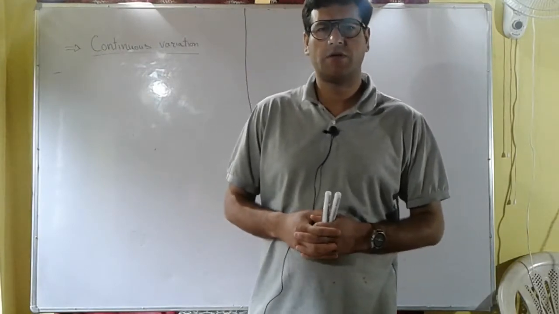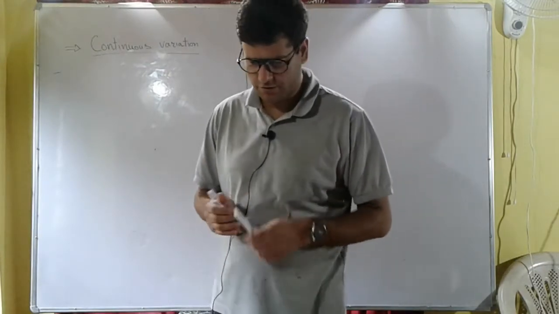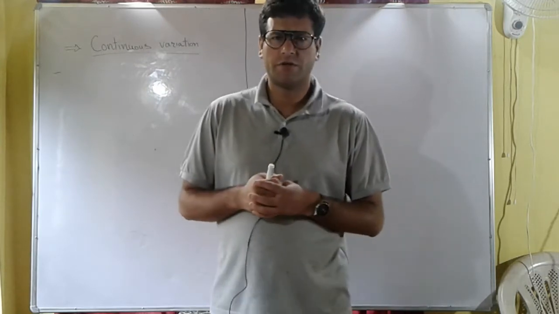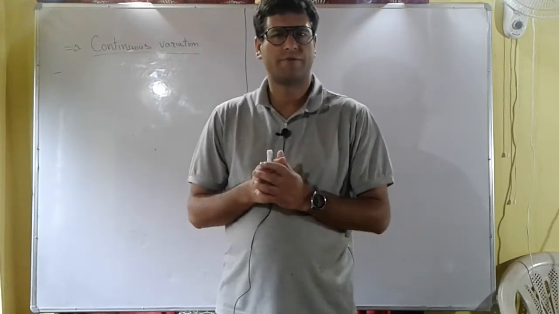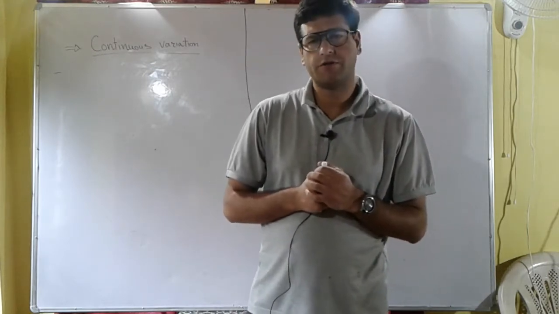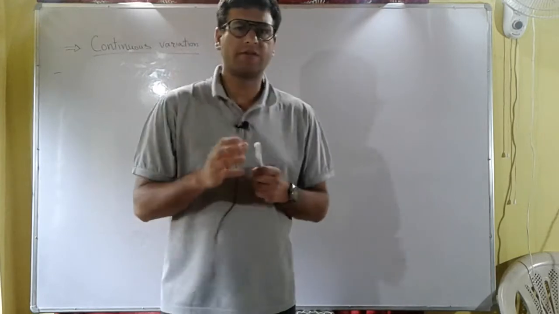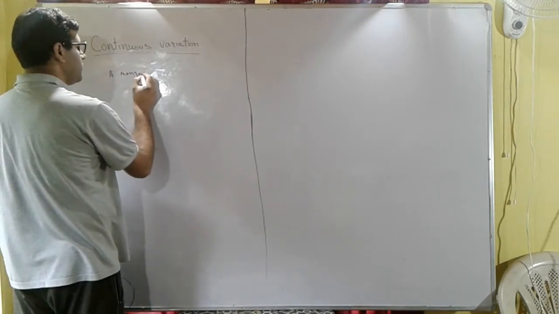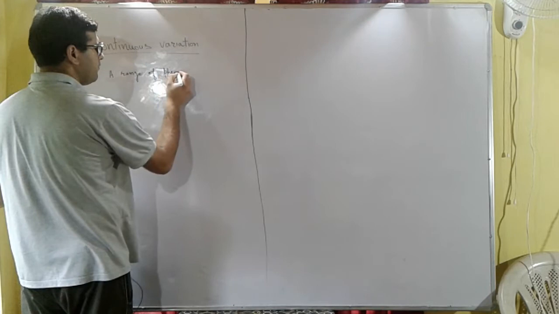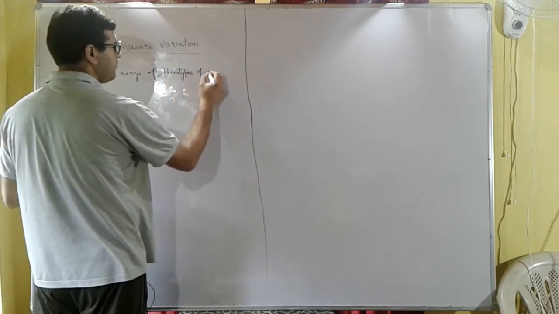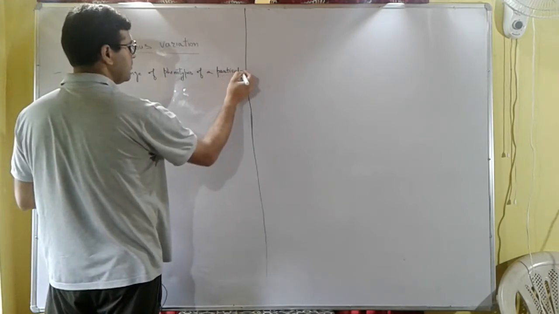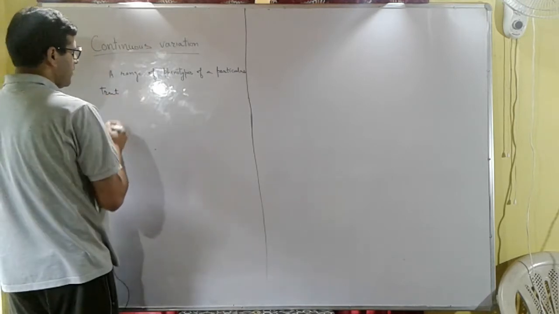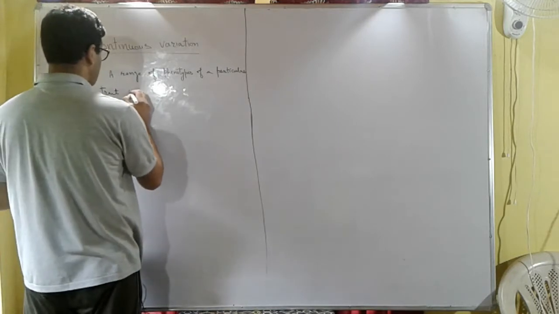Today we will talk about continuous variation. What is continuous variation? Continuous variation is basically a genetic variation which shows a range of phenotypes of a particular trait in a population. That means we can write down that in continuous variation, a range of phenotypes of a particular trait are present in a continuum.